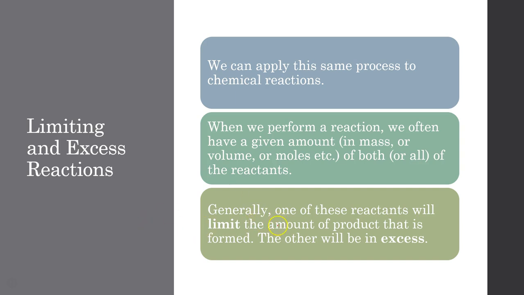So what we do is we term these as excess and limiting. One of the reactants will limit the amount of product that is formed, i.e. the magnesium ribbon in the hydrochloric acid and magnesium reaction. The other will be in excess. It will be left over after the reaction has finished as far as it can go.